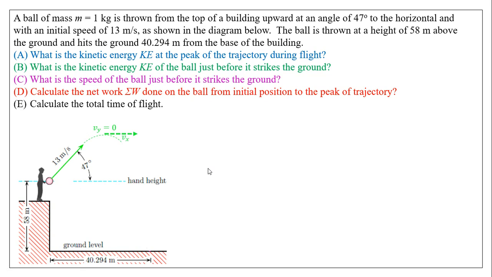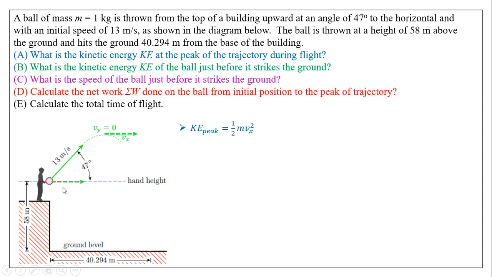Okay, so here's Vx. Therefore, to find the kinetic energy at the peak, all I need is Vx. So here I have generically KE is equal to 1/2 mv squared, but v here being Vx because it is the only velocity component that exists at the peak of the flight. So here in the diagram, you're given the initial speed is 13 meters per second, its angle at 47 degrees.